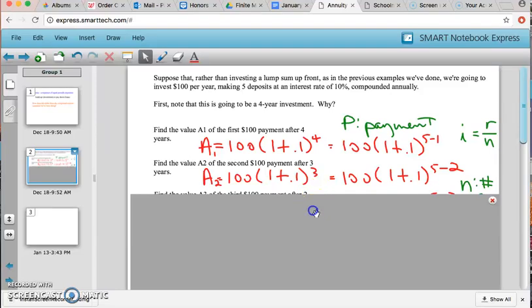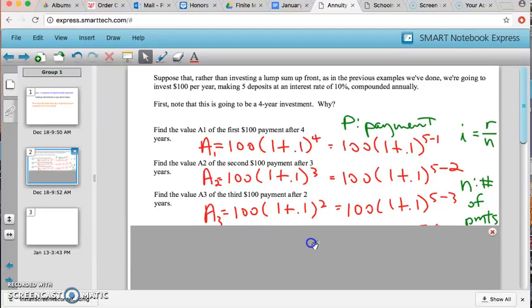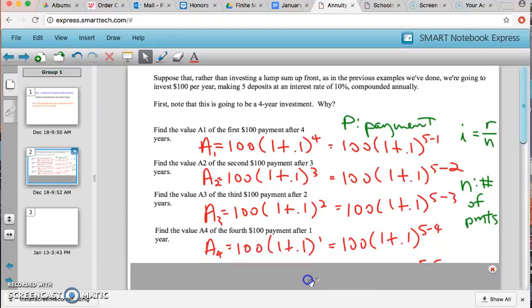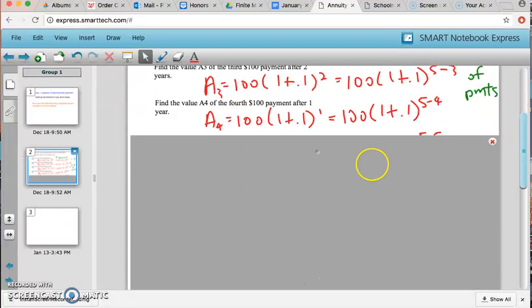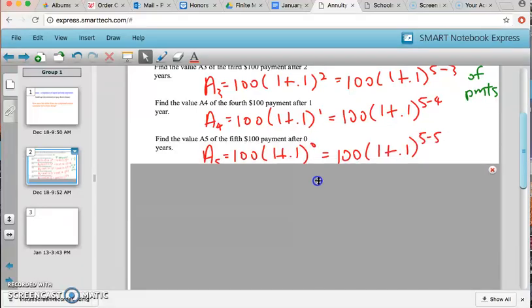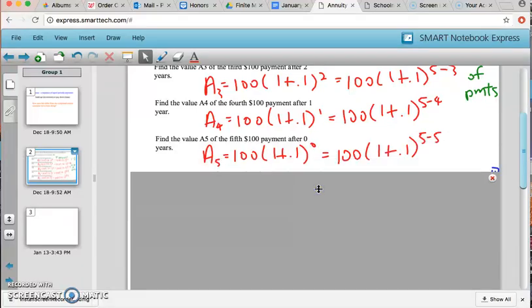The next payment, payment number 3, only earns interest for 2 years. Payment number 4 only earns interest for 1 year. And the last payment earns no interest. It's made at the very end of the term of the annuity, the 4-year term. It earns no interest. So we've got 100 times the quantity 1 plus 0.1 to the 0 power, which I've rewritten as to the 5 minus 5 power.